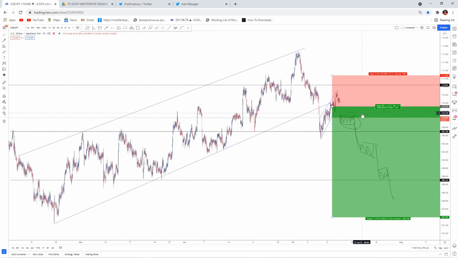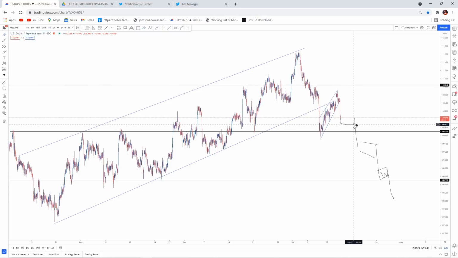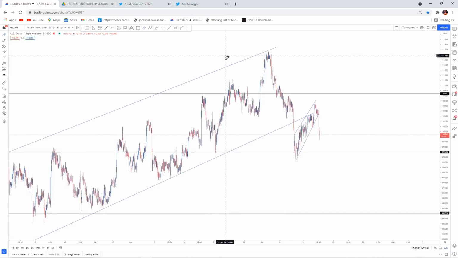So as you can see now, it impulsed to the downside, right? Let me just erase all of these. As you can see, it impulsed to the downside, right? As it impulsed to the downside, what am I waiting for? Obviously, I don't chase the market, but I follow the market. So what am I waiting for?